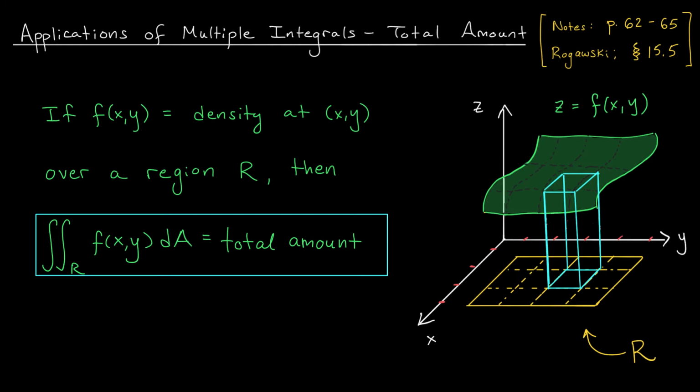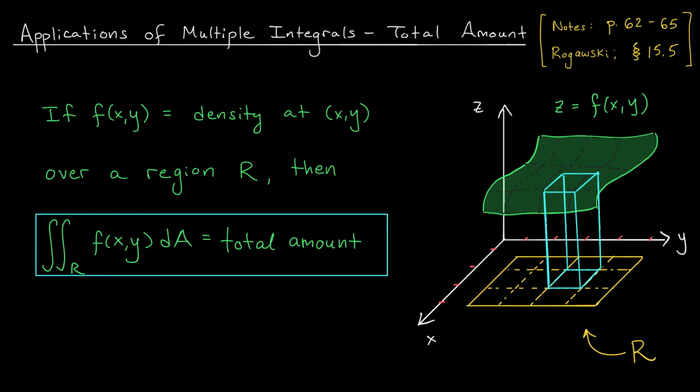Now I know that sounds vague, but it's supposed to be vague because this discussion can apply to many different types of scenarios. Up to now we've seen several applications of multiple integrals, including finding areas, volumes, or average values. But it turns out there's a whole host of other applications that we get by viewing our function f(x,y) as some density function. So throughout this lesson, we're going to assume that f(x,y) represents the density of some quantity at a point (x,y) over some region R.